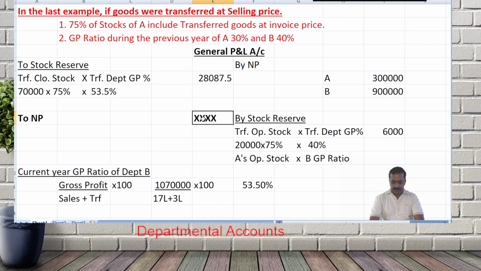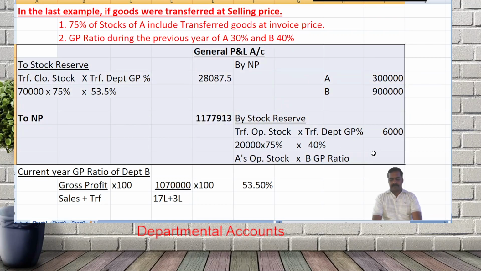How to get the final net profit? Add up the credits. 3 lakhs plus 9 lakhs plus opening stock reserve, minus this one will give us which one? Net profit. So there are 2 or 3 understandings that you have to make. Let me sum up.